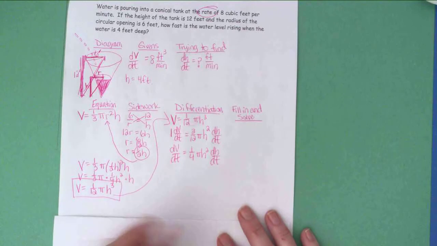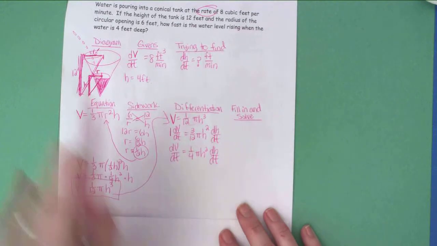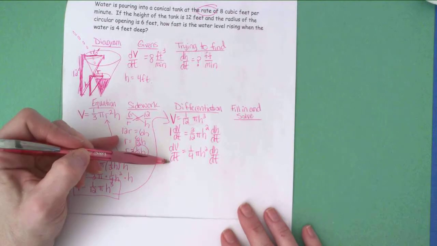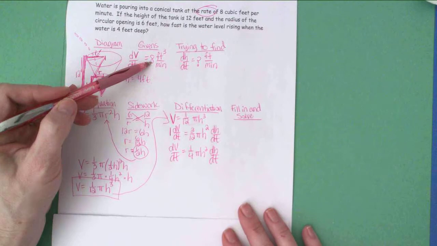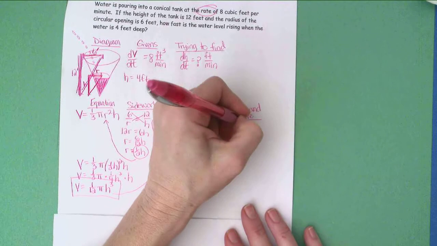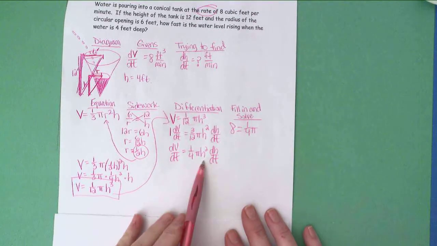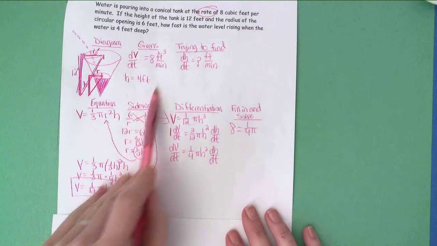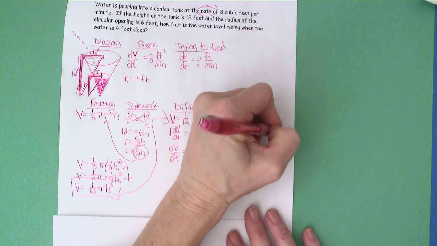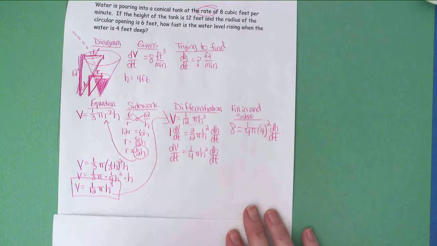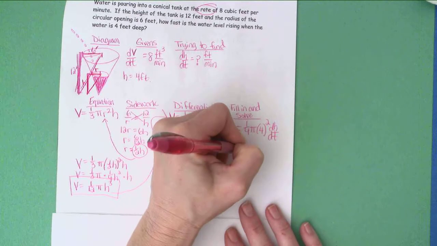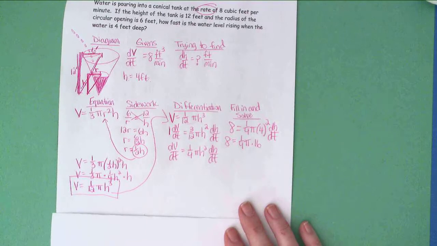All right. Moving over to our fill in and solve, let's look up here at our givens and fill in what we can. Okay, dV/dt, we have that. dV/dt is 8, so that's nice. So we have 8 equals 1/4 pi is a constant, so I'm just going to copy that down. Okay, do I have H? Yes, I do, right here. H is 4. So times 4 squared dH/dt. Okay? So cleaning that up and solving for dH/dt, I have 8 equals 1/4 pi times 16 dH/dt.